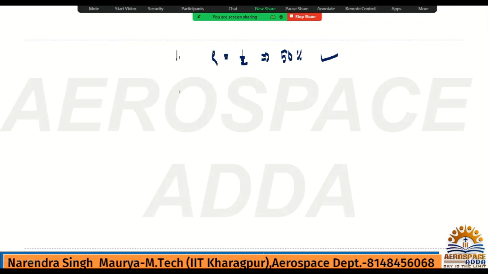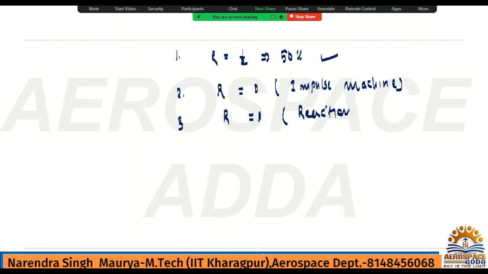Second, I just want to go for this analysis: if R is 0, and third, if R is 1. First of all, if R is 0, this type of machine is called an impulse machine, like the Pelton wheel. Pelton wheel is an impulse machine. R equal to 1 is called a reaction machine. Okay. All right.